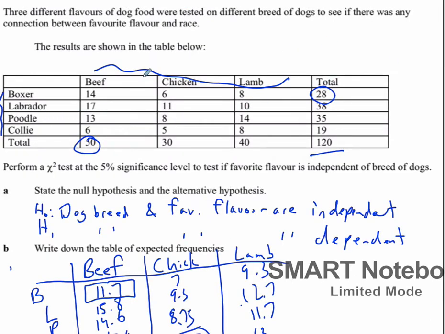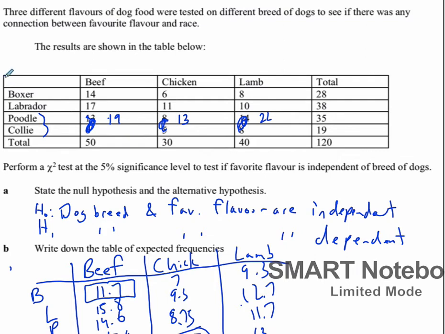So we're going to combine these two. Let me erase some of this stuff here. Okay, so we'll combine those into one category. So that's going to be 19. It's 19 poodles and collies. This is 13. This is 22. And this is the total, so we don't need to work with those.